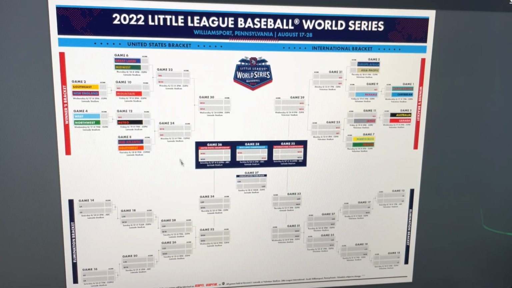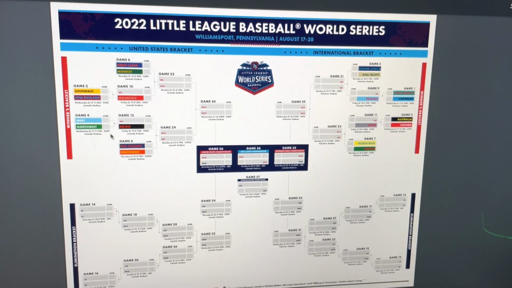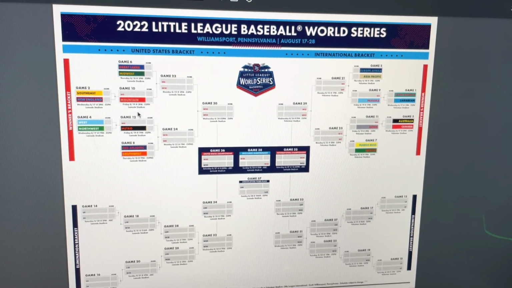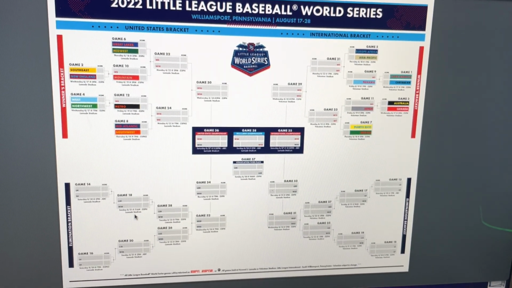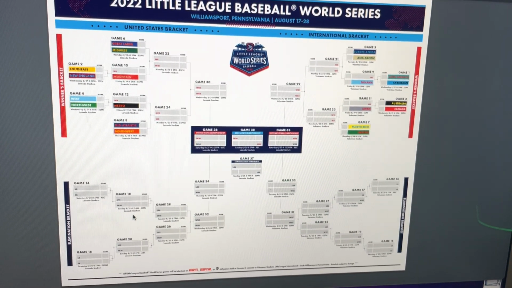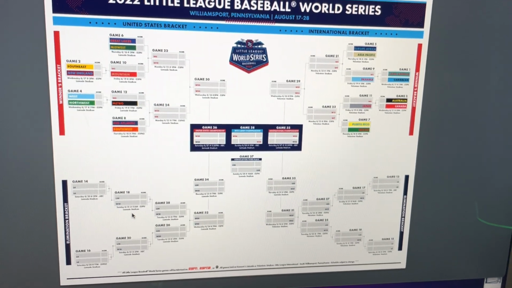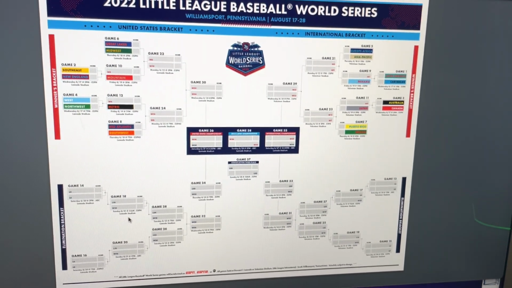The breakdown of how this bracket works is you just can't lose twice. So essentially, if you lose a game in the winner's bracket, you get moved down to the elimination bracket. If you are in the elimination bracket, at that point, if you lose, you're out of the tournament. So that's where the final standings will be.